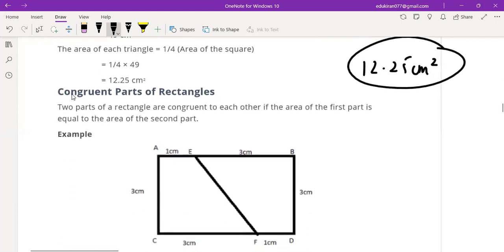Now coming to the next one, which is the congruent parts of rectangle. Ma'am, what is this word congruent? Right? So congruent word basically means they are same.